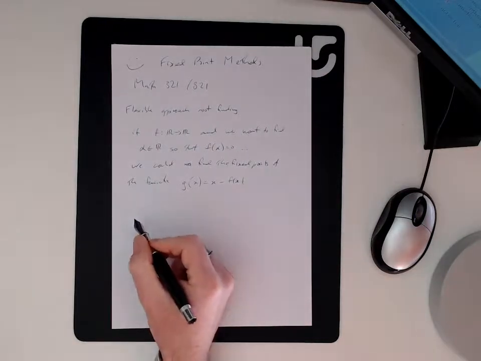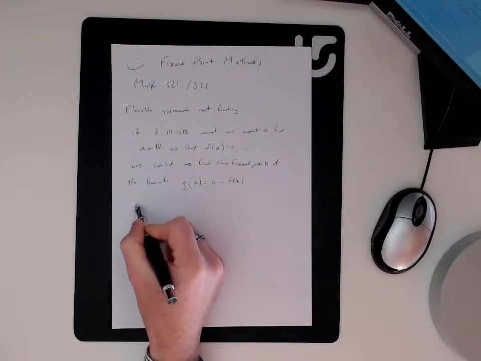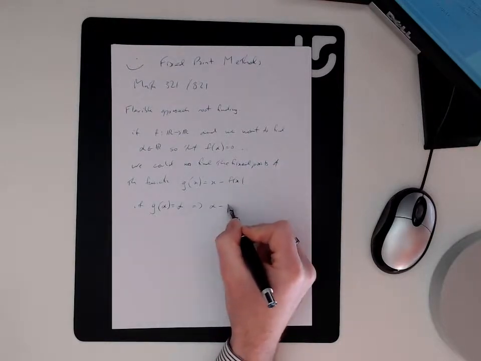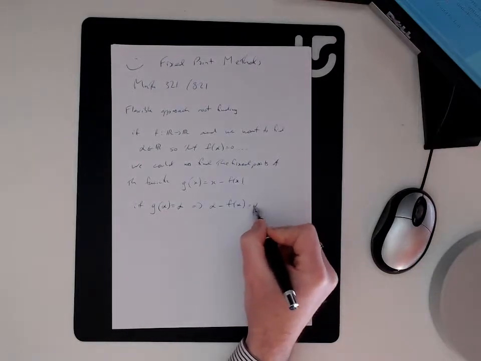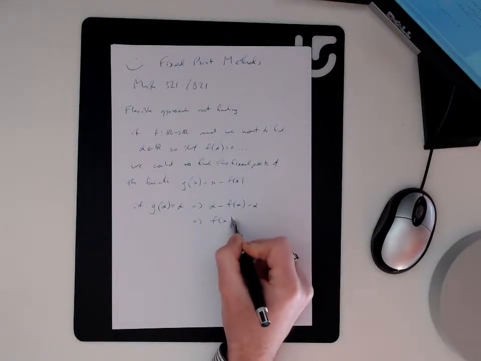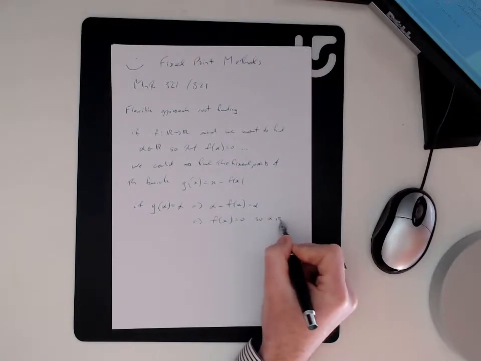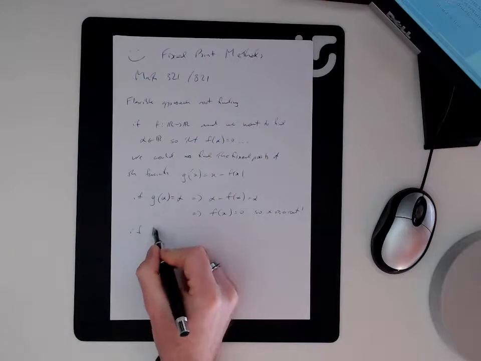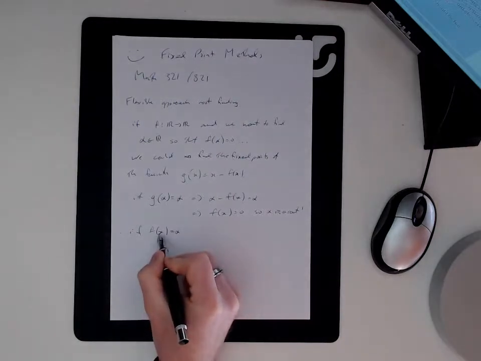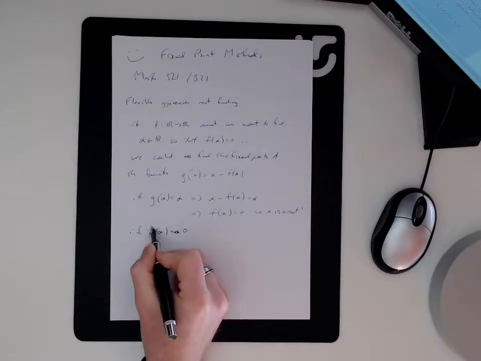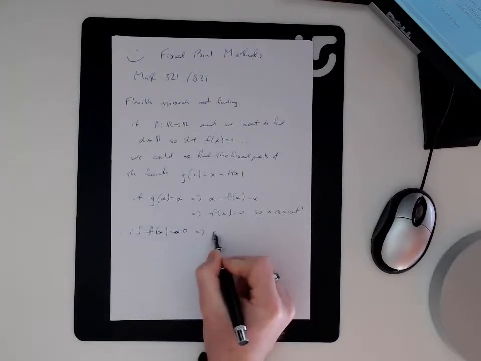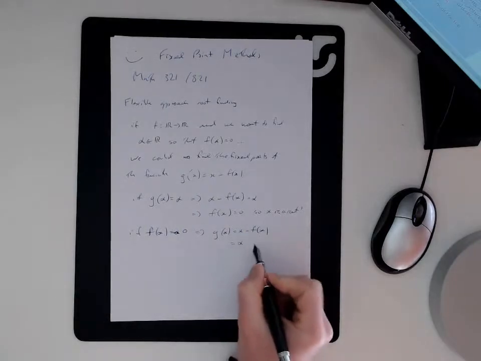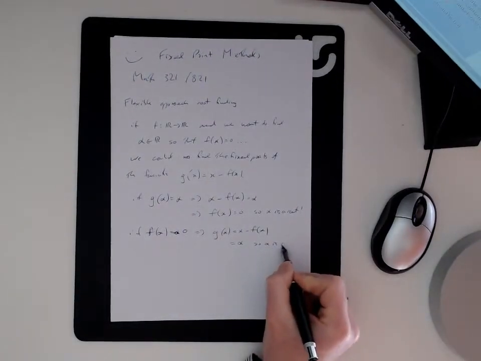Okay, little proof of this. If g of alpha equals alpha, that implies that alpha minus f of alpha equals alpha. That implies f of alpha equals 0, so alpha is a root. Yay! If f of alpha equals 0, well, that implies that g of alpha, which equals alpha minus f of alpha, is equal to alpha, so alpha is a fixed point.